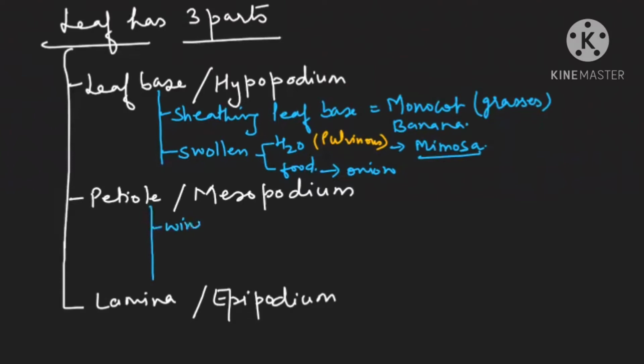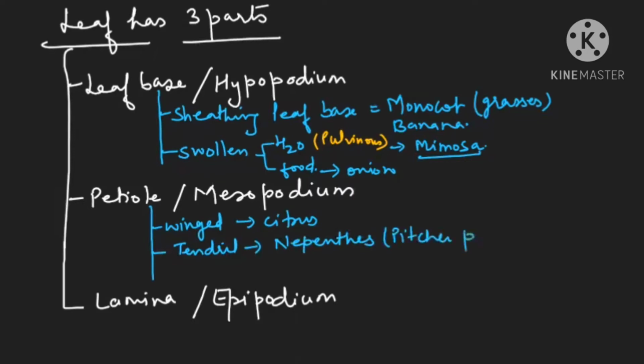In the same way, petiole, which is also known as mesopodium, can also be modified. Petiole can be winged. It can be winged in citrus. It can be modified into tendril. In case of Nepenthes, which is known as pitcher plant. Or it can do the storage of food. Storage of food means phyllodes. It will do the photosynthesis and it will do storage of the food. Phyllode is the condition in which petiole becomes green in color. An example is Australian acacia.